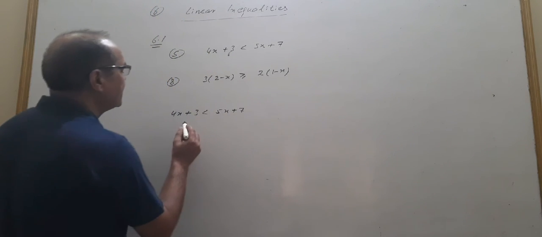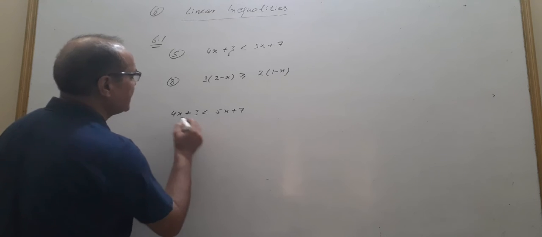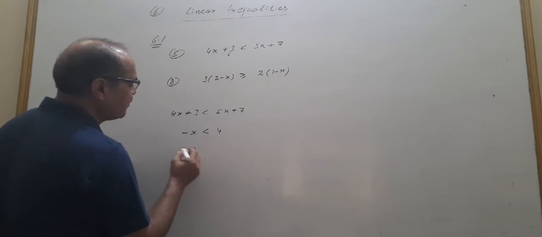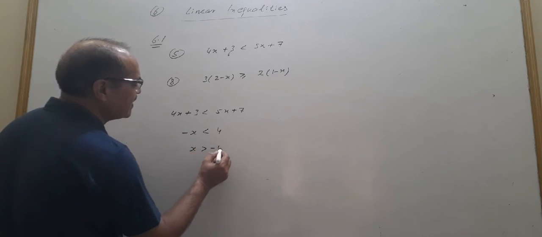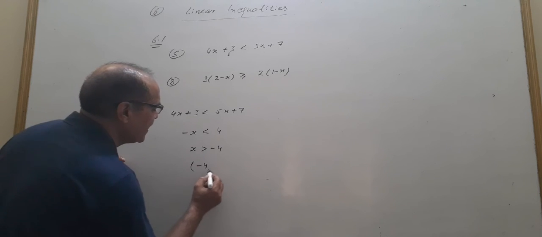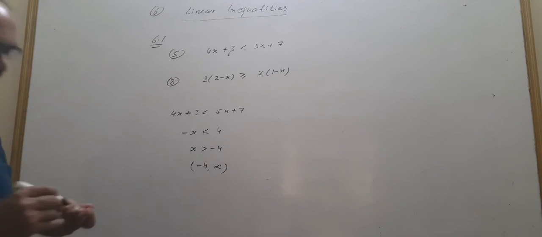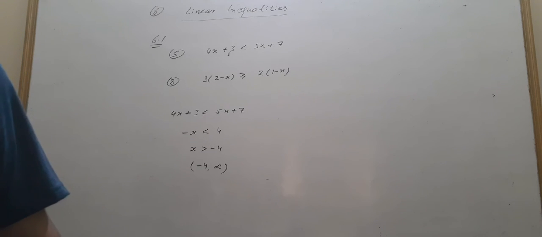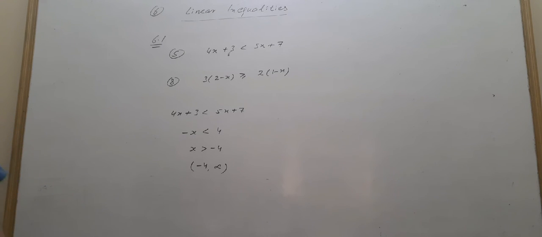To solve this question number 5, this is given. Now collect the terms of x on one side, less than 7 minus this. Now here we have to solve for x, dividing by minus 1, x will be greater than minus 4. Therefore, the result will be greater than minus 4 and up to infinity. So these are the real numbers where x is greater than minus 4, and this is up to infinity.